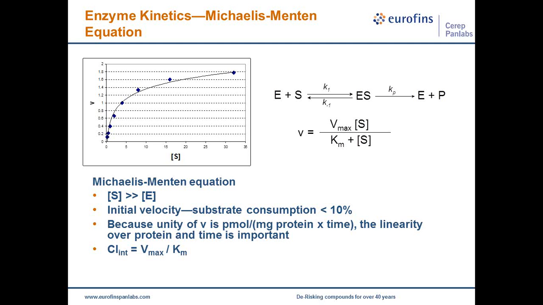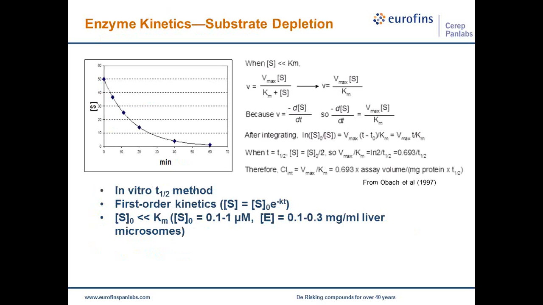The problem with using the Michaelis-Menten equation to calculate intrinsic clearance in the early stage of drug discovery is that this method requires measuring metabolites. However, at this stage, metabolites are often unknown. So we have an alternative method, which is using substrate depletion. The key parameter, intrinsic clearance, is calculated from the in vitro half-life. For accurate intrinsic clearance to be calculated, the substrate concentration should be much less than its Km.